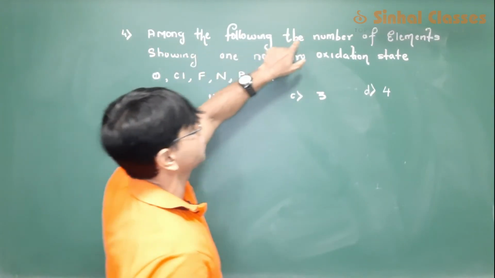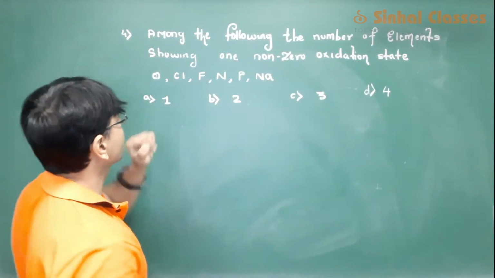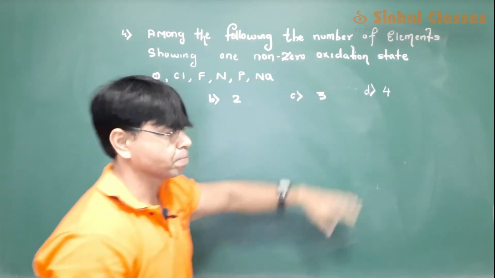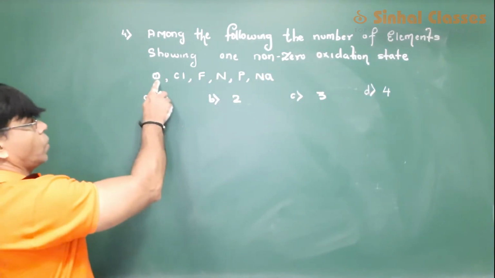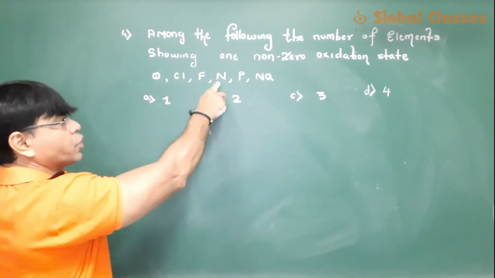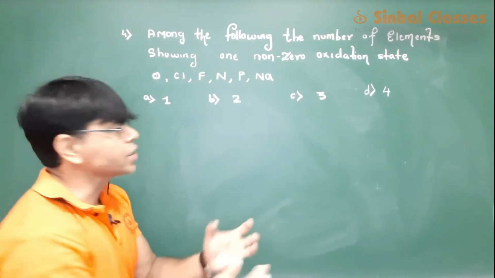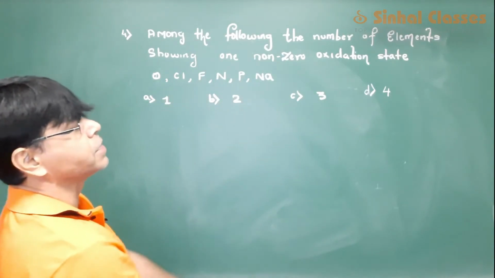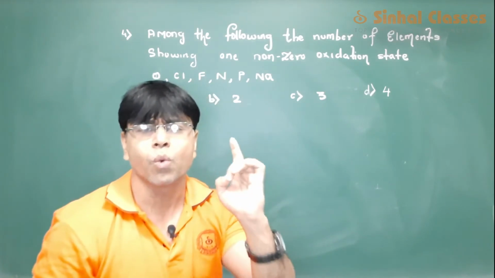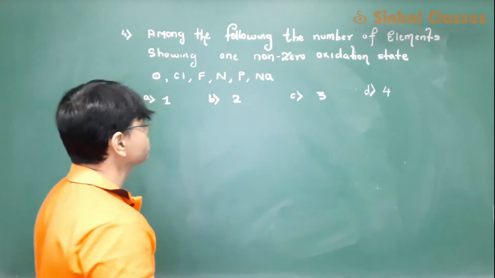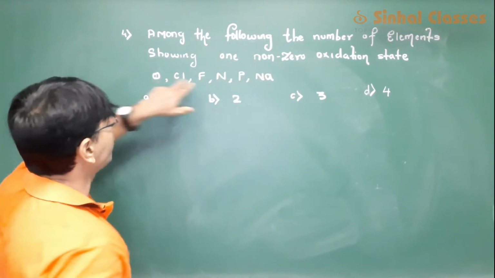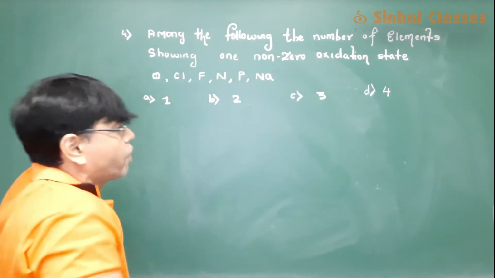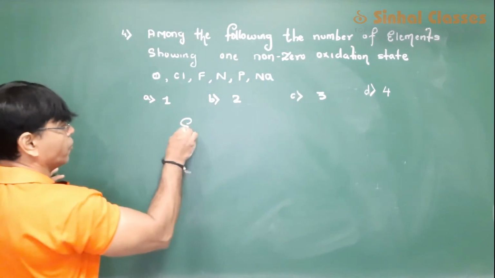Among the following, the number of elements showing one non-zero oxidation state: oxygen, chlorine, fluorine, nitrogen, phosphorus, sodium. So what is the meaning of this question? It says to find out those elements which can have only one oxidation state. So among them, how many elements are having only one oxidation state? That's what you have to find.